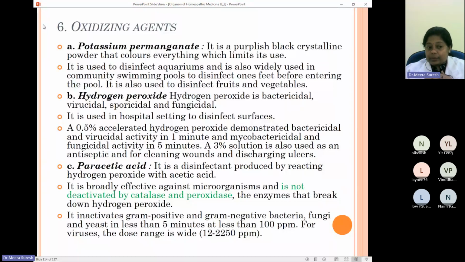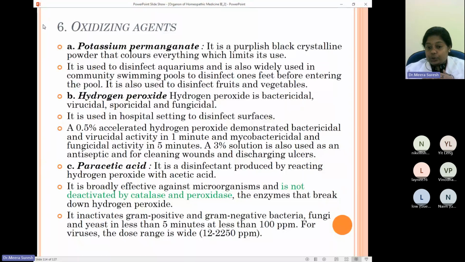Hydrogen peroxide is bactericidal, virucidal, sporicidal, and fungicidal. It is used in hospital settings to disinfect surfaces. A 0.5 percent hydrogen peroxide demonstrated bactericidal and virucidal activity in 1 minute and mycobactericidal and fungicidal activity in 5 minutes.